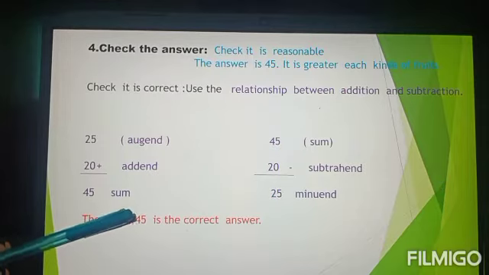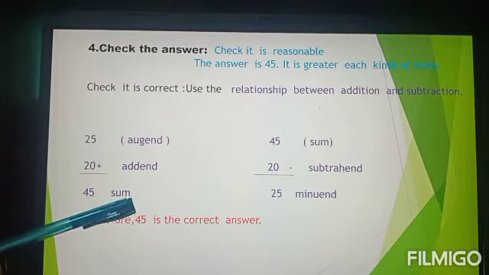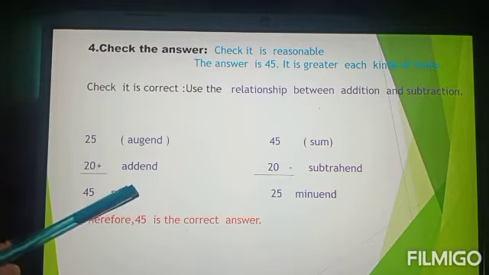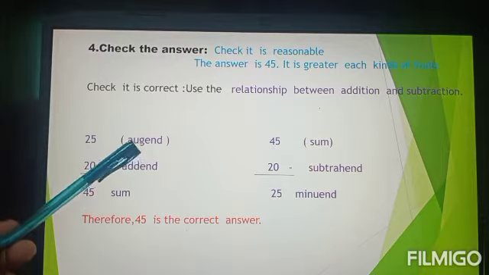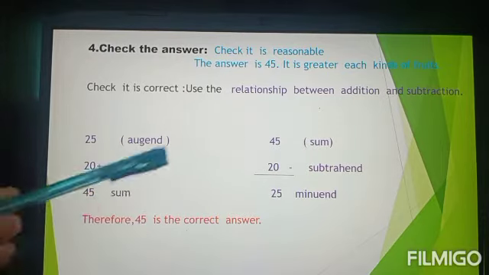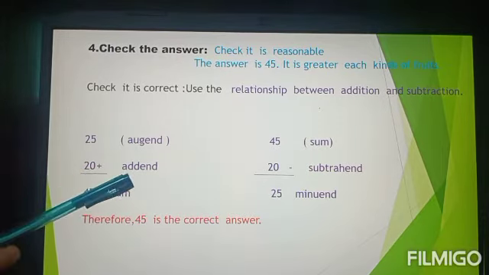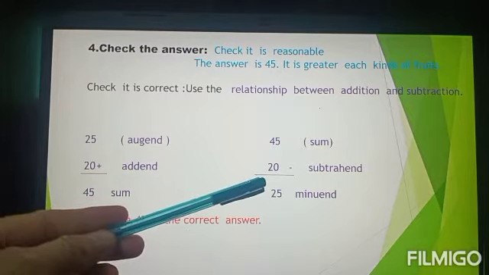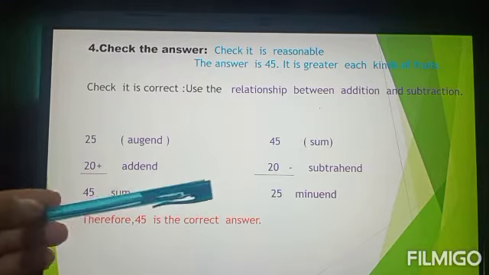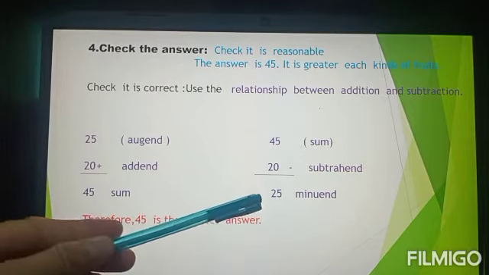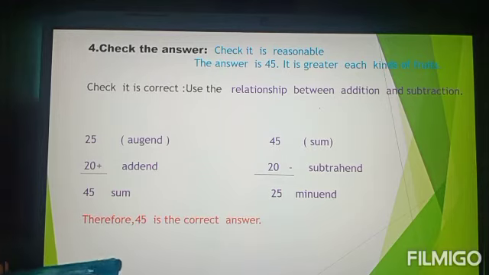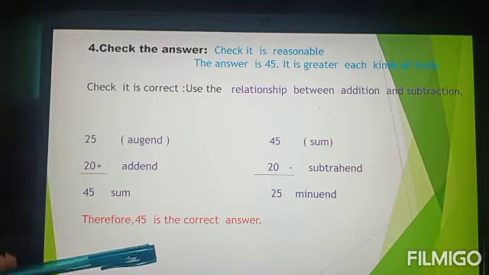Okay, so check the answer. Here the 25 we call the minuend and 45 we call the sum. The 20 here is added, and in subtraction we call it the subtrahend. So 45 here we call the sum and 25 here we call the minuend. So this is about the relationship between addition and subtraction.